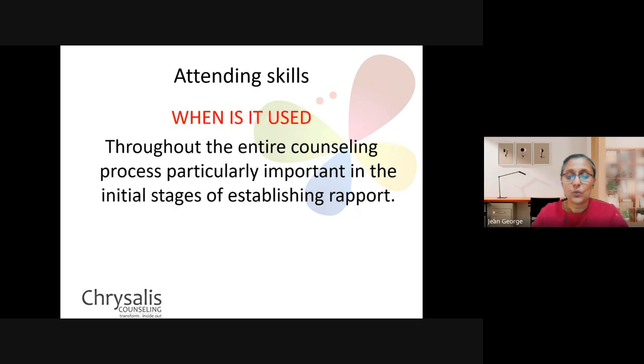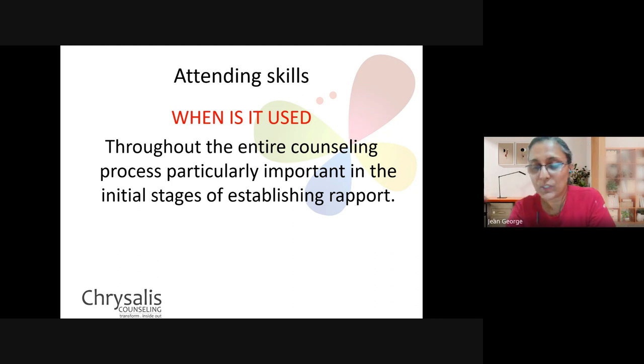Okay. So when are these attending skills used? These attending skills are used throughout the entire counseling process. And it's especially important in the beginning stages of rapport building. So it says, right, your first impression is the best impression. That is the first time you see someone. And if they have caught your attention, you may remember them, or you want to continue to interact with them because of the way that they made you feel.